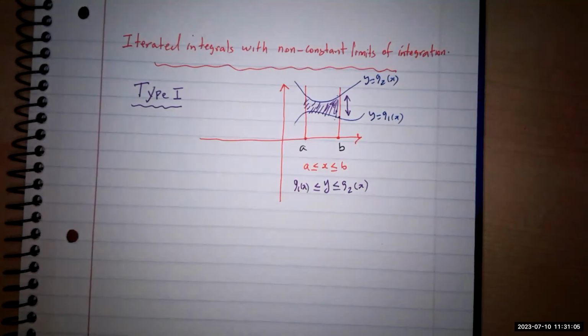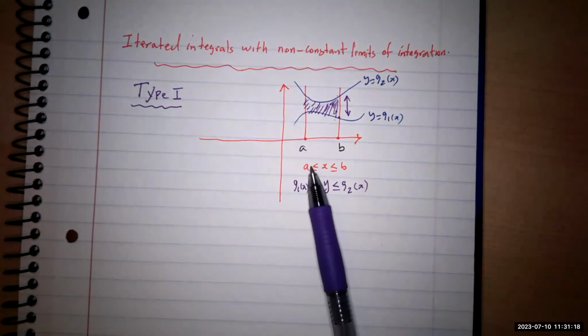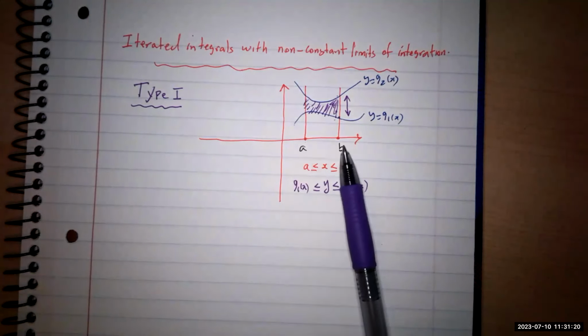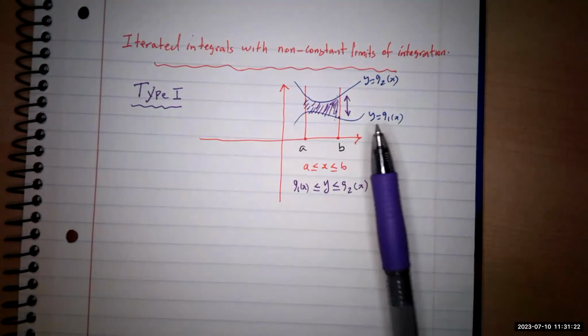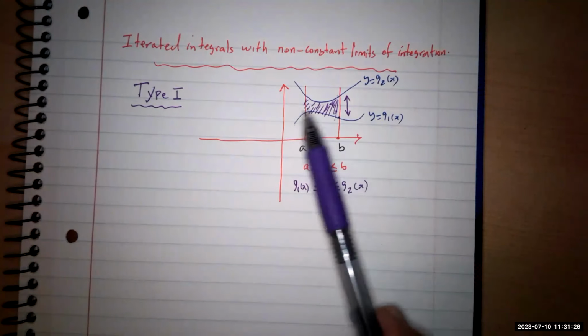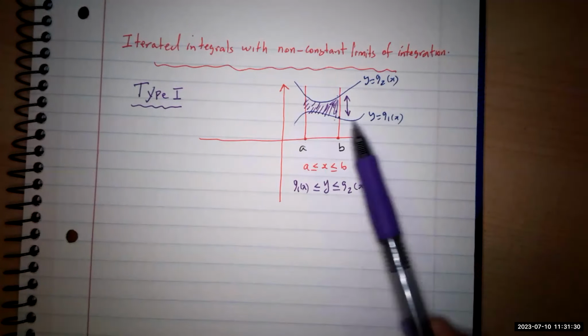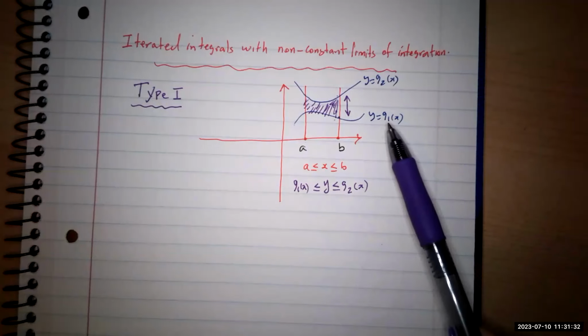Okay, so this region is going to be called type 1, and you're going to do quite a lot on these types of regions. It's the region that's bounded from the right and the left by two vertical lines, x equal to a and x equal to b. And from the top and the bottom, it's bounded above by the function g2 of x, and bounded below by the function g1 of x.